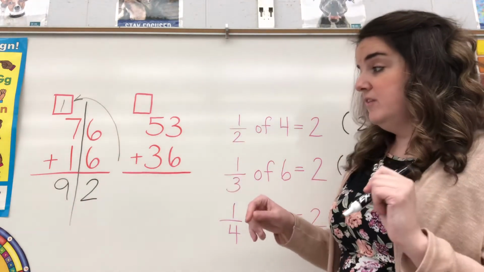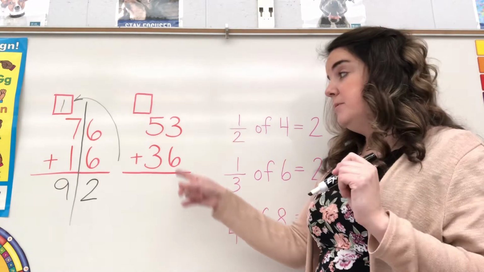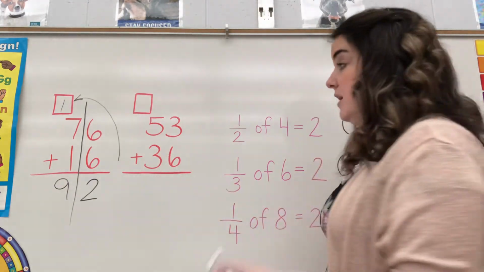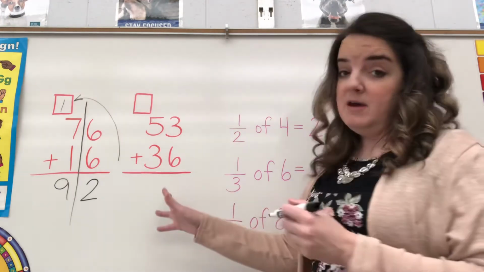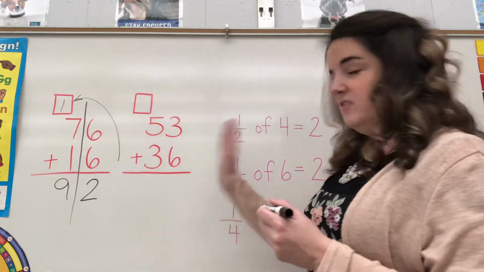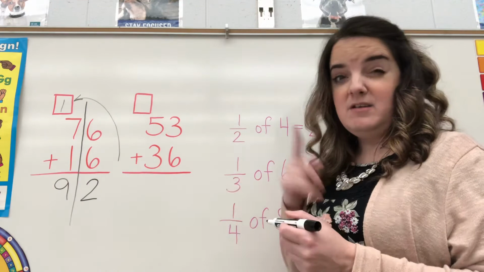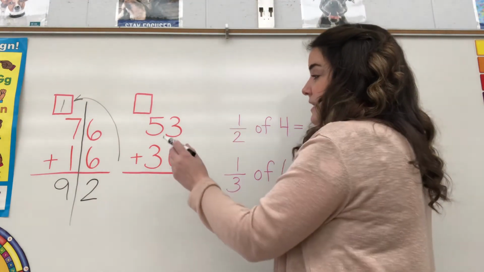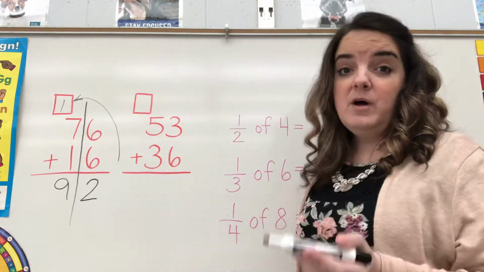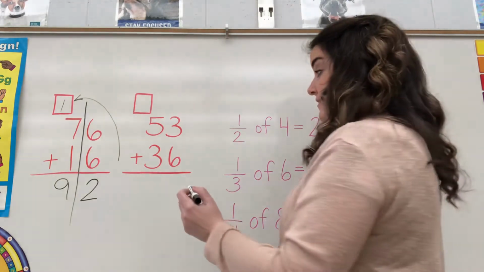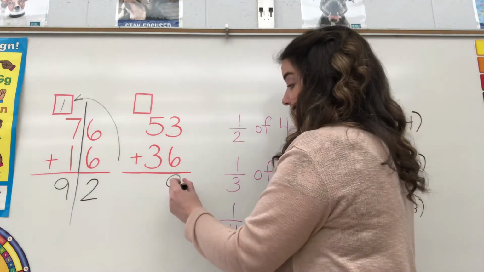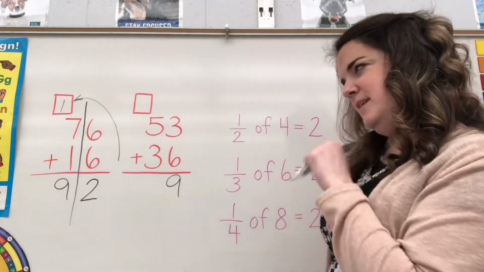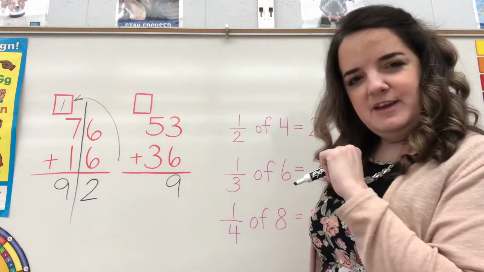Now we can go to this problem, which is your second problem on your paper. 53 plus 36. And once again, for this one, I'm not going to draw the line down the middle. Let's just see if we can do it without the line. Do you think you can do it? I think you can. All right, so we have 3 plus 6. What is 3 plus 6? The answer is 9. Now, you might say, Miss Williams, there's nothing to carry.